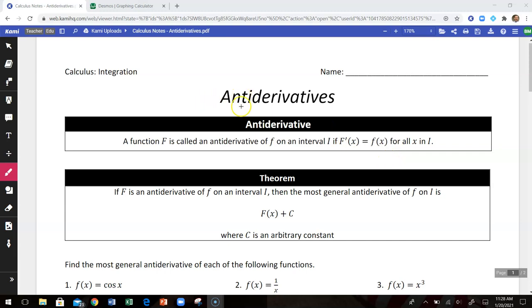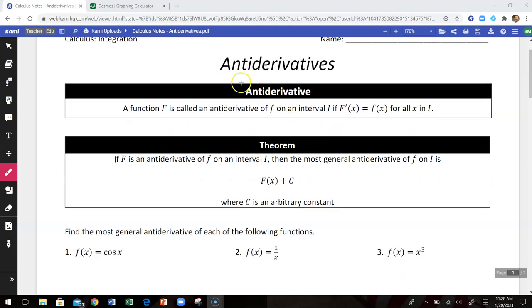Okay, this is a discussion over antiderivatives. So it's kind of our first step into a concept called integration, which is essentially one half of calculus, a branch of calculus. So antiderivatives are essentially what the name says and what it implies. It is the opposite of doing a derivative.